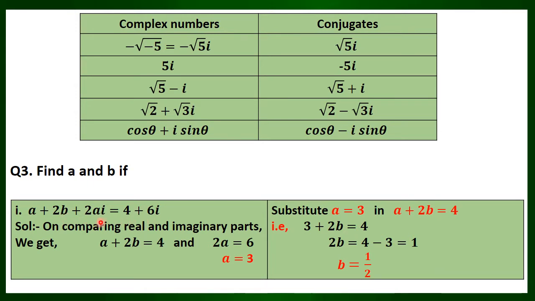So 2a is equal to 6 means a is equal to 3. Now we will substitute this value in the first equation, that is a plus 2b is equal to 4. So 3 plus 2b is equal to 4. 2b is equal to 4 minus 3, which is equal to 1. So b is equal to 1 upon 2.